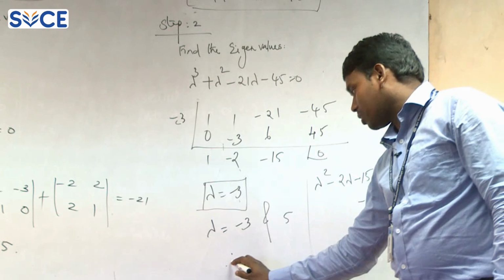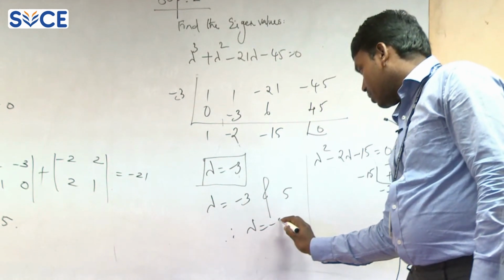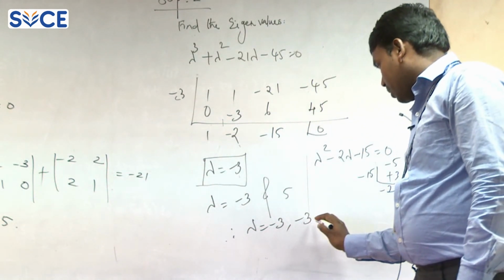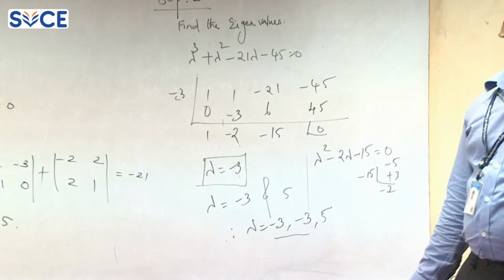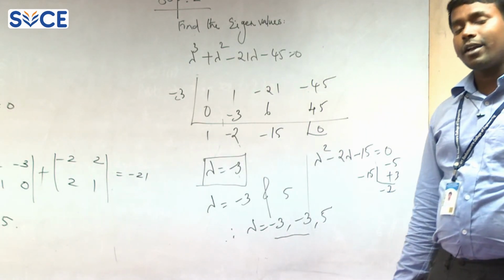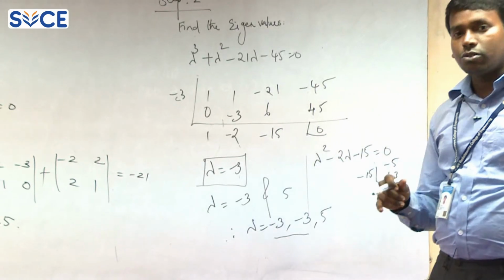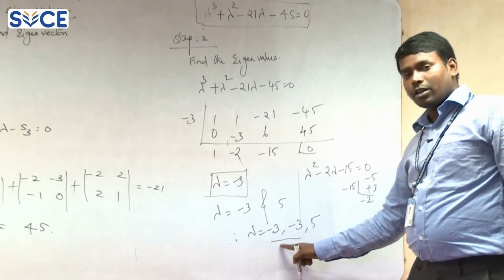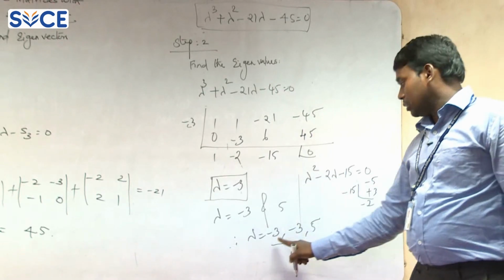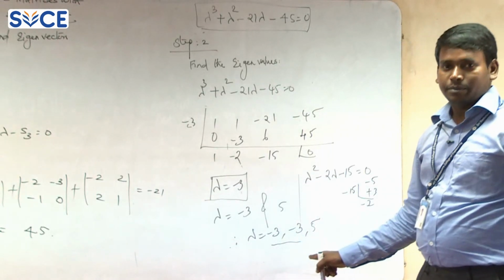Therefore the eigenvalues are lambda equal to minus 3, minus 3, 5. Here 2 eigenvalues are repeated. In the first problem the eigenvalues 1, 2, 3 were non-repeated. Here our eigenvalues are minus 3, minus 3, 5, so 2 eigenvalues are repeated.